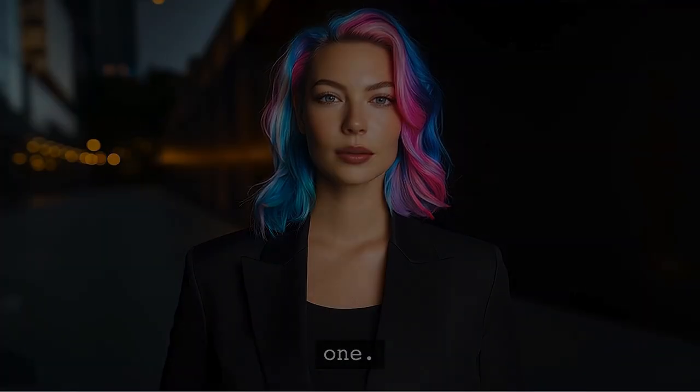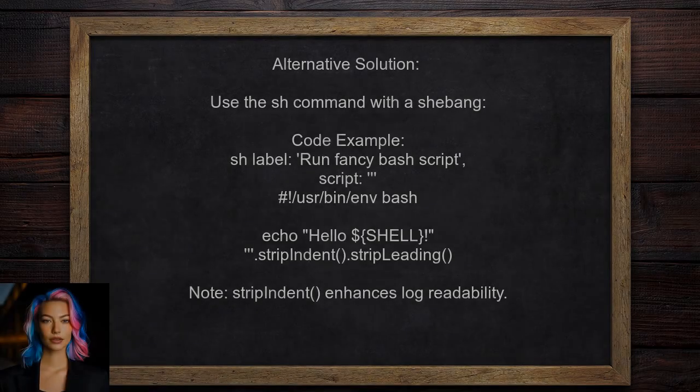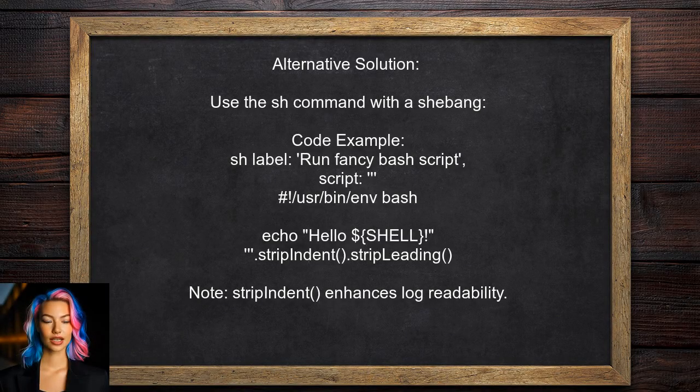Let's take a look at another one. An alternative approach shared by another user involves using the sh command with a specific format. They suggest using the shebang line with the sh command to ensure the script runs with bash. This method improves readability in Jenkins logs.